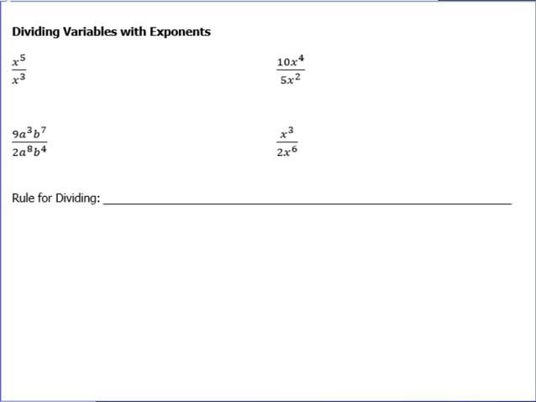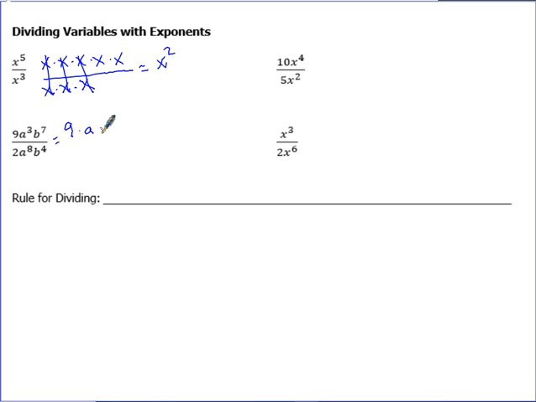All right, this time we're going to look at division problems, okay? So same thing, x to the 5th, that would be 5 x's, divided by x to the 3rd would be 3 x's, and then when we simplify, if I have an x on the top and the bottom, those can cancel, and I'm left with 2 x's on the top, or x squared.